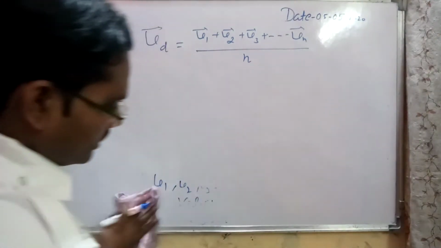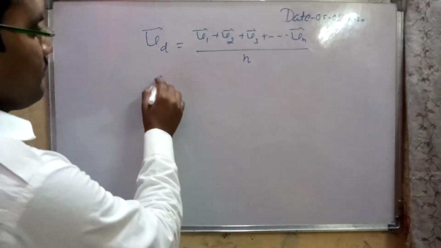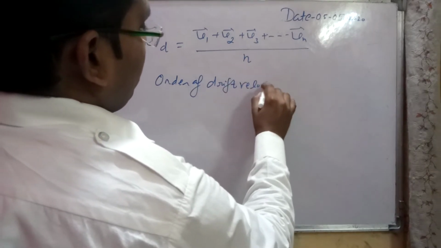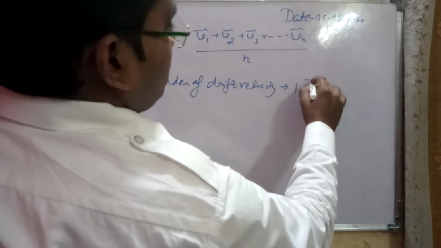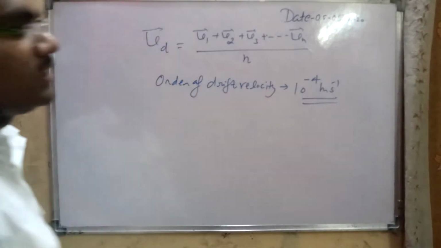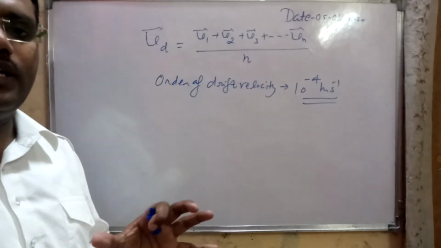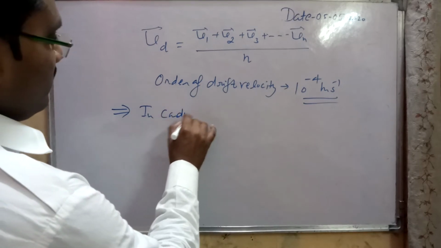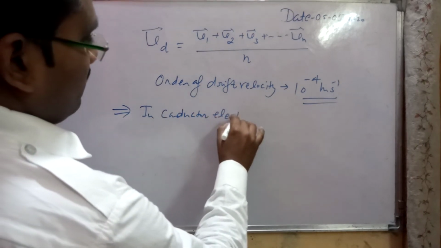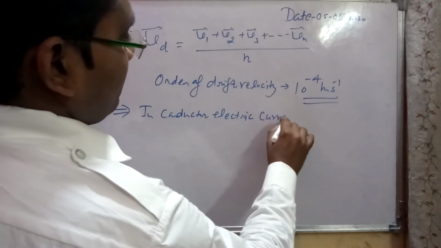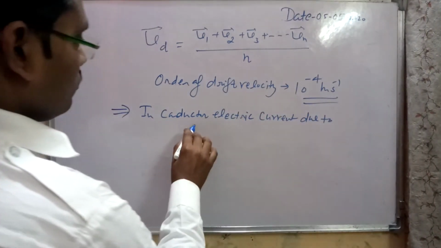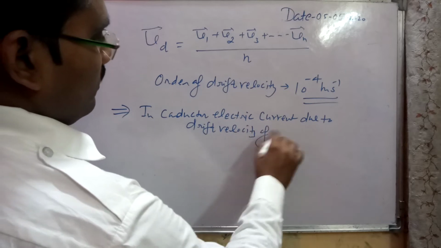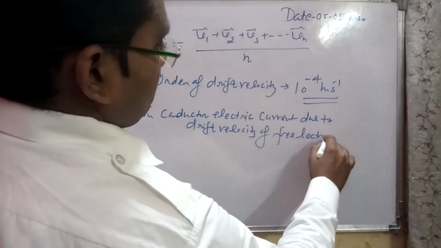The order of drift velocity is 10 to the power minus 4 meter per second. In any conductor, electric current is due to the drift velocity of free electrons.